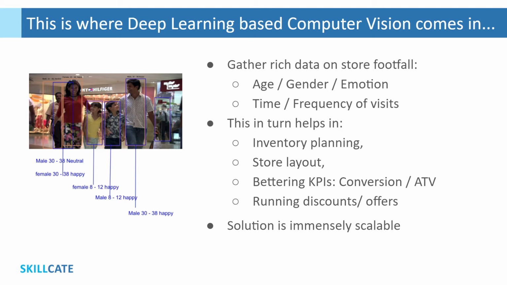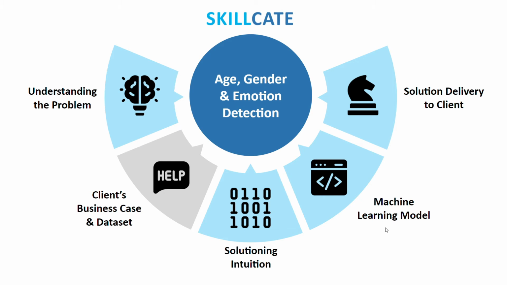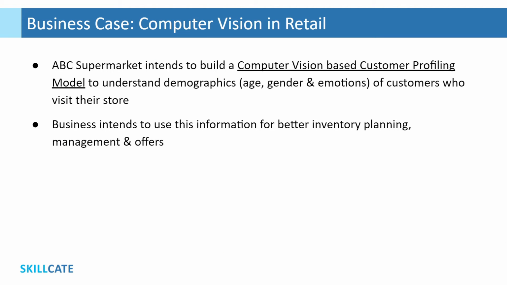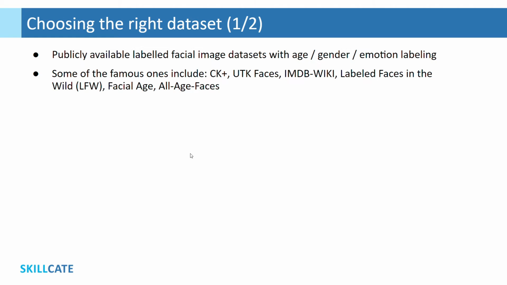This information in turn may help in intelligent inventory planning, redesigning store layout, as well as launching store offers and advertisement campaigns, with an ultimate goal to improve conversion rate and average transaction value. Needless to say, this solution is immensely scalable and industry agnostic. Now let me introduce you to our dummy client ABC Supermarket's business case. Our client ABC Supermarket intends to capture demographic details specific to age, gender, and emotion on their store footfall. And the business intends to use this information for better inventory management, planning store offers, and advertising.